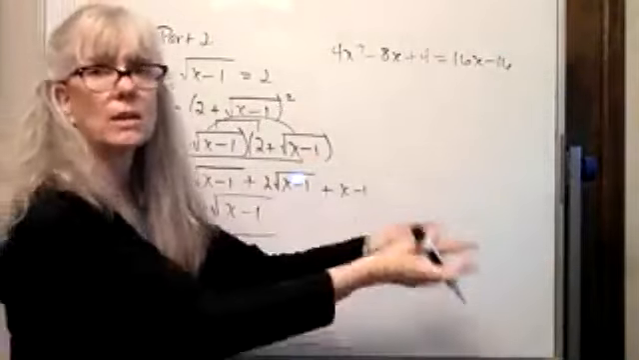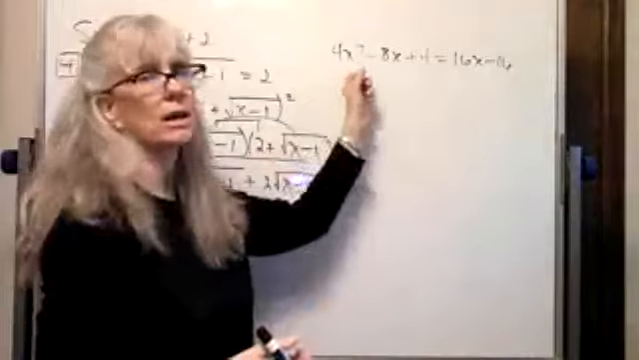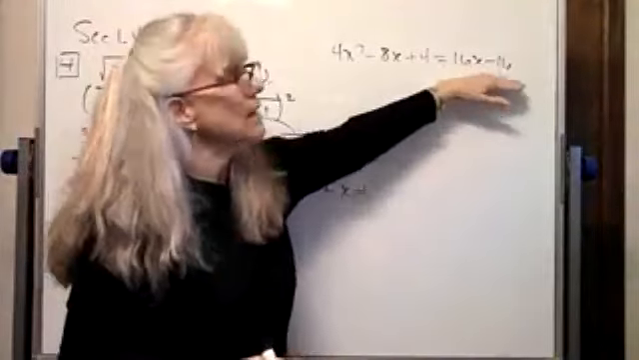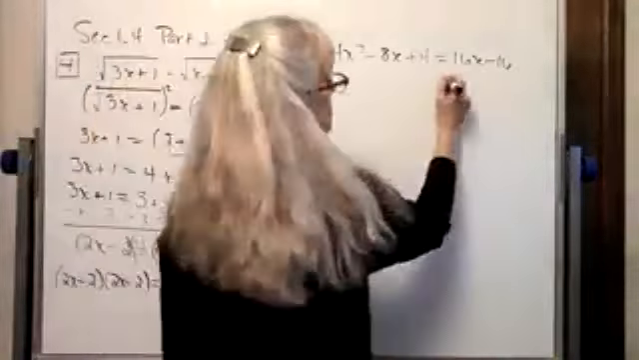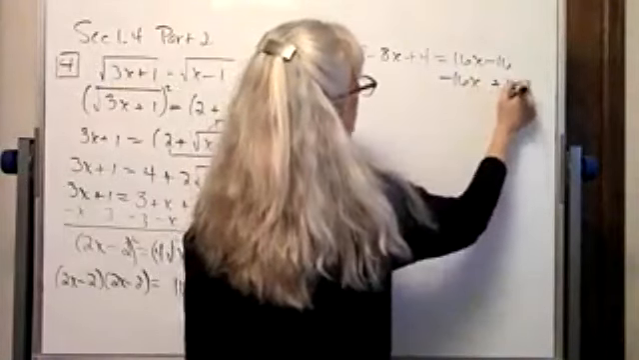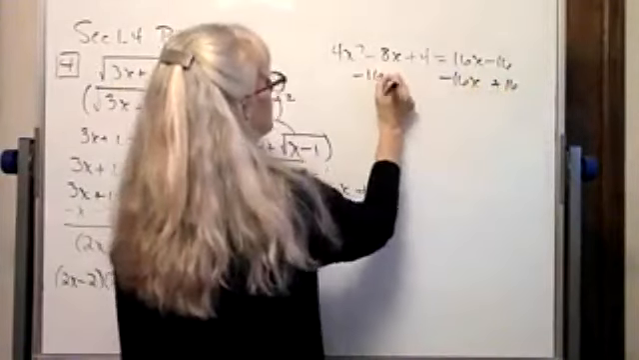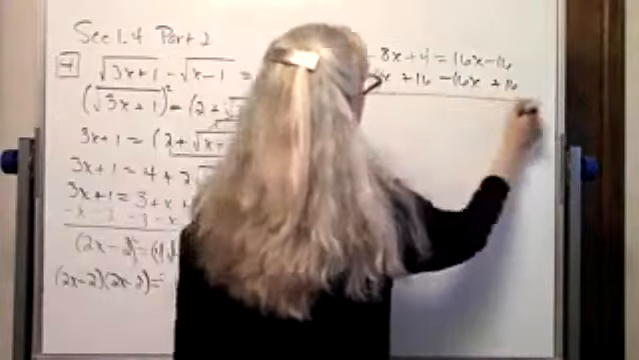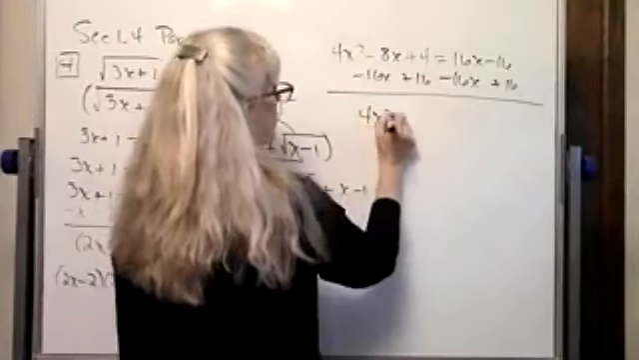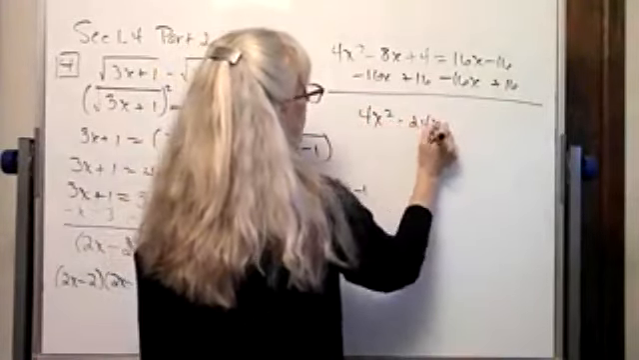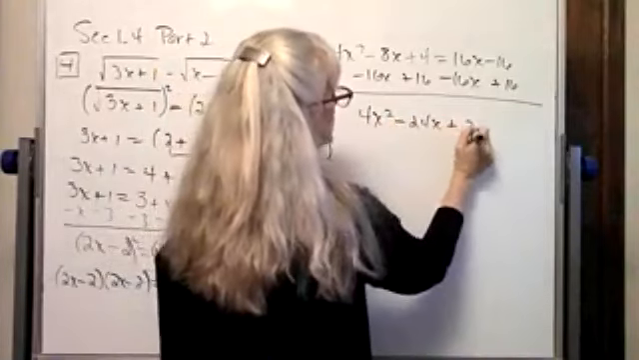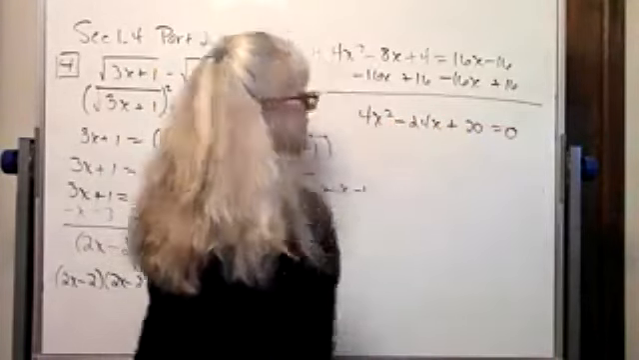This time we're going to move everything to the left side because that's where the x squared is. So we're going to bring over the 16x and that negative 16. So we'll subtract 16x, we'll add 16. That's going to give me 4x squared minus 24x plus 20 is equal to 0.